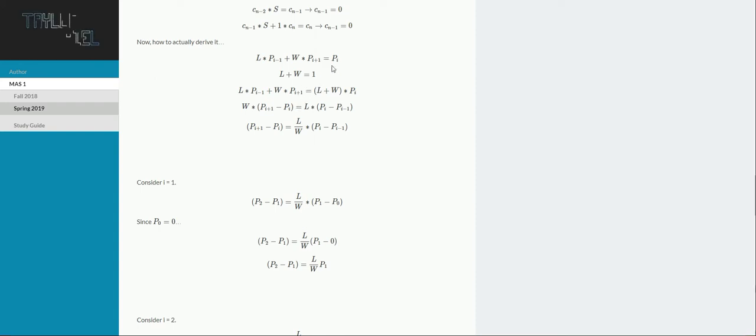What we can then do is multiply P subscript I by 1, where 1 we choose to write as L plus W. We then can get like terms on each side, so let's see, P subscript I. So I take W P subscript I plus 1, and then subtract the W P subscript I. That's how I get the left side here. Then the right side is L times P subscript I, subtract L times P subscript I minus 1. I then divide both sides by W, and I get this equation.